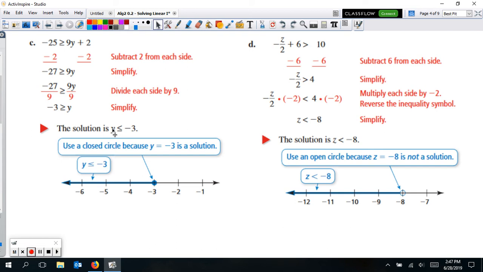And as you graph this, because it's also equal to, we're going to put a closed hole, and y is everything less than -3, so you're going to shade to the left.